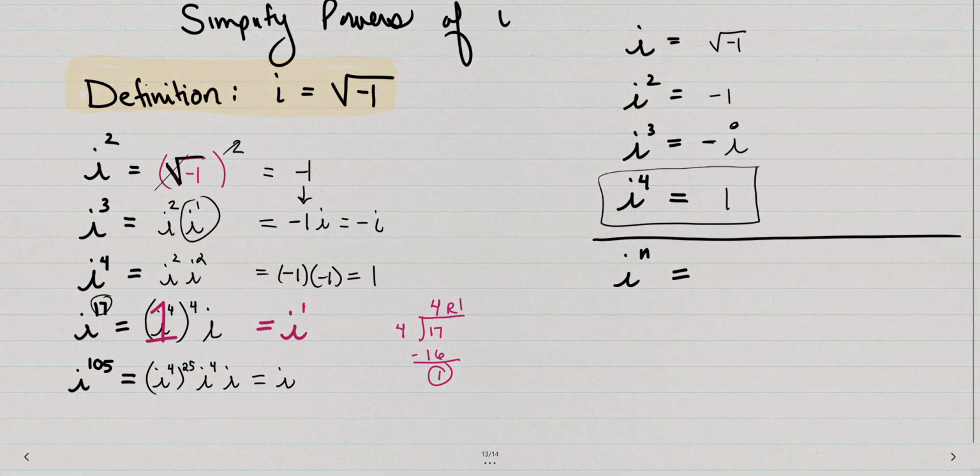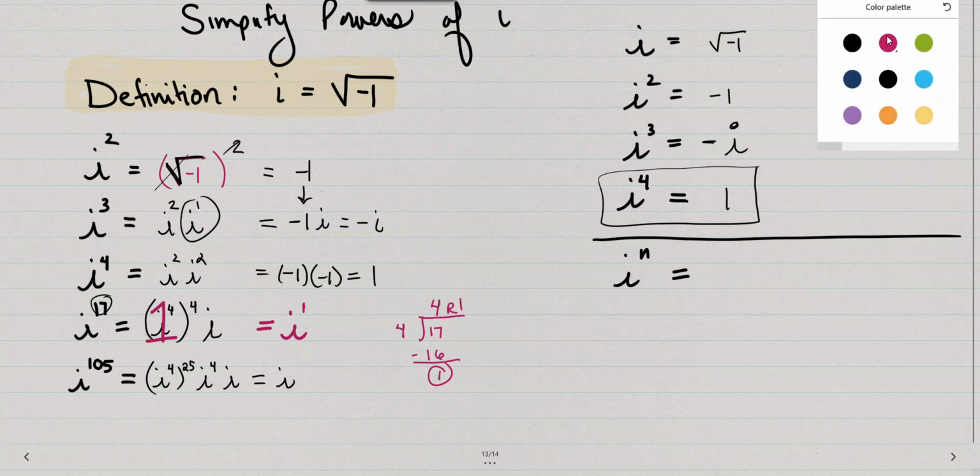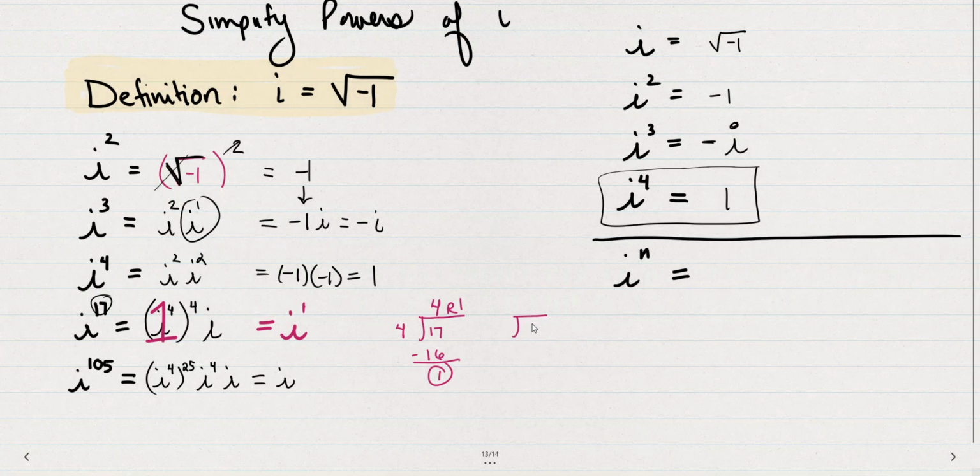But why was that the same? Why was that equivalent to i to the 17th? Let's look at that division. If I do 105 divided by 4, I'm going to get 26. And 26 times 4 would give me 104. And when I subtract, I get that remainder 1.